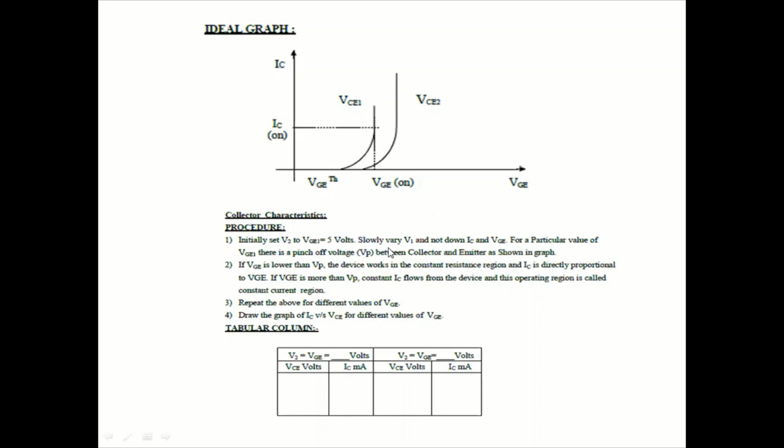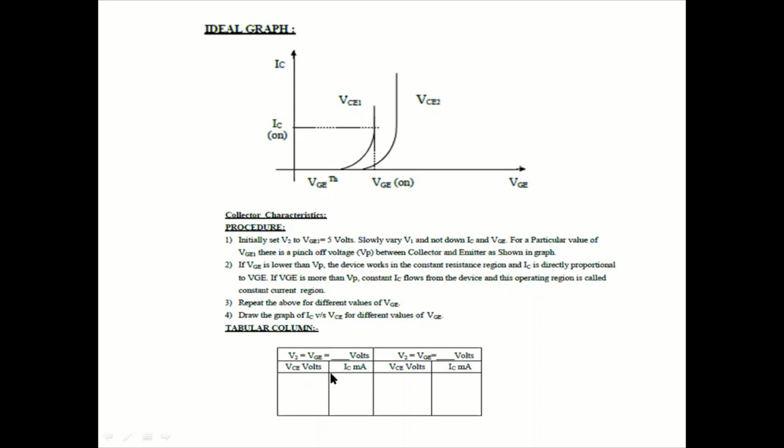Now, slowly vary V1. That means you are going to vary the supply voltage across the collector to emitter, and you are noting down the collector current for every value of the supply voltage. But the actual observation is not the supply voltage, but the voltage across the collector to emitter.